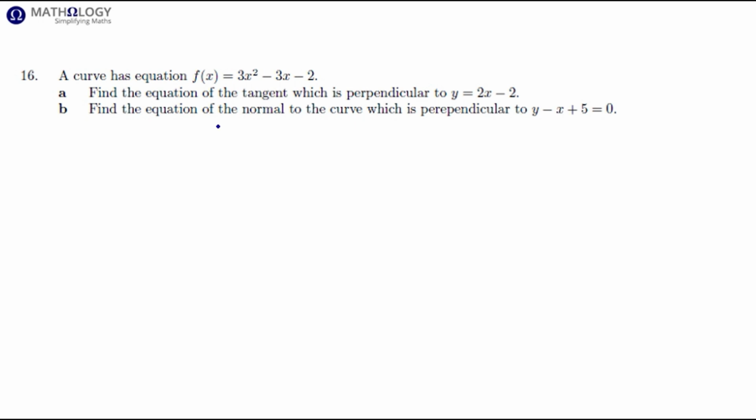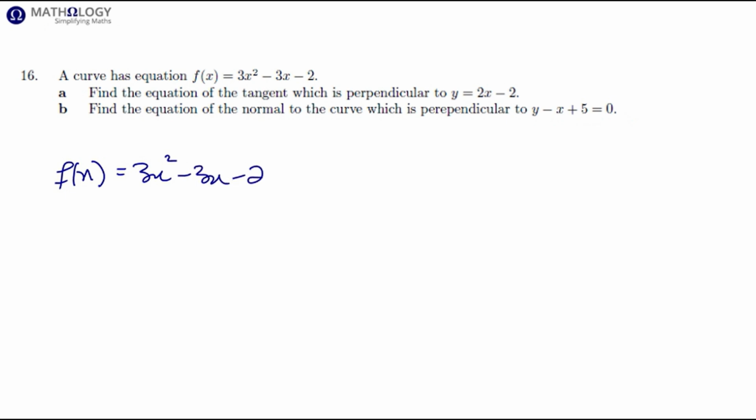Curve has equation f of x equals 3x squared minus 3x minus 2. We're required to find the equation of the tangent, which is perpendicular to y equals 2x minus 2, and then we're required to find the equation of the normal to the curve perpendicular to y minus x plus 5 equals 0. Okay, so we've already got f of x, which is 3x squared minus 3x minus 2.